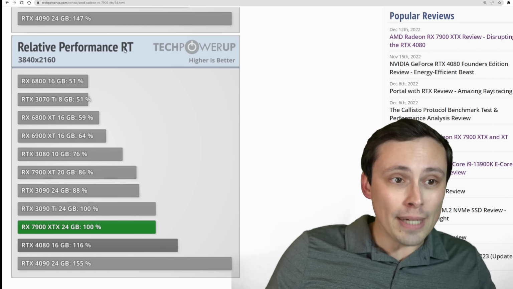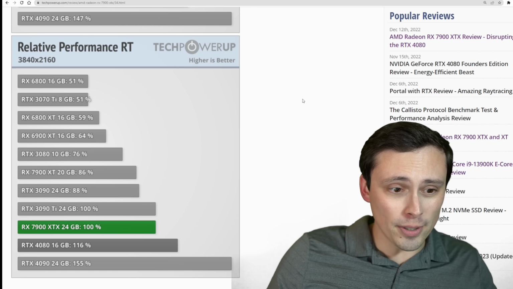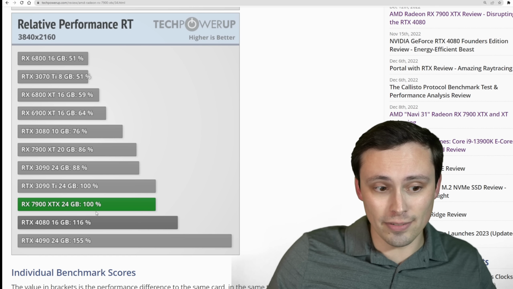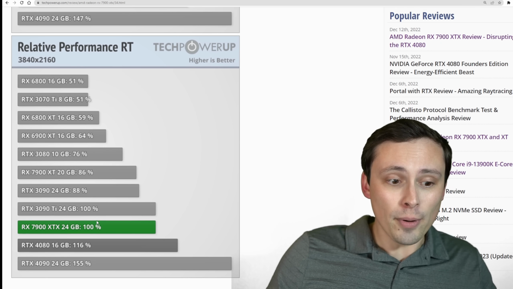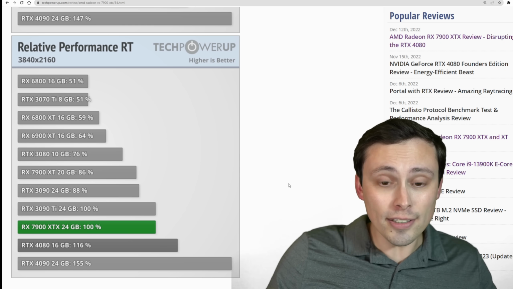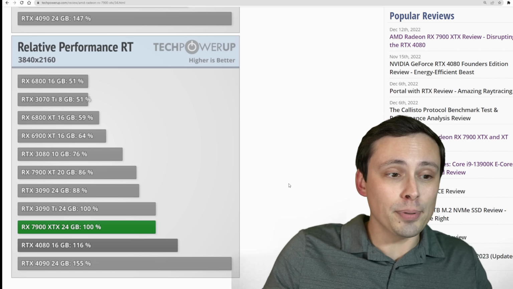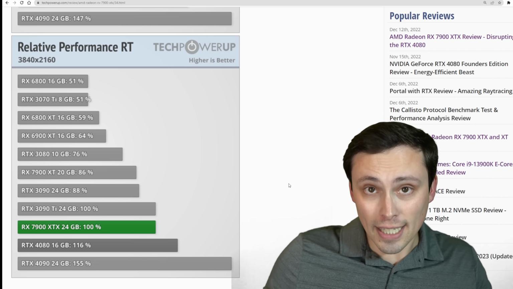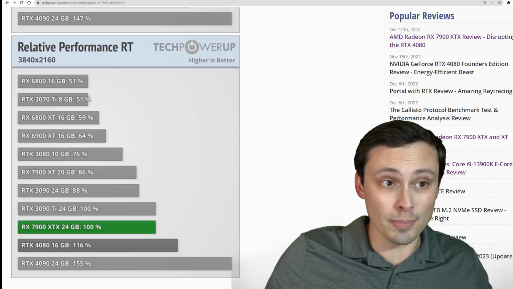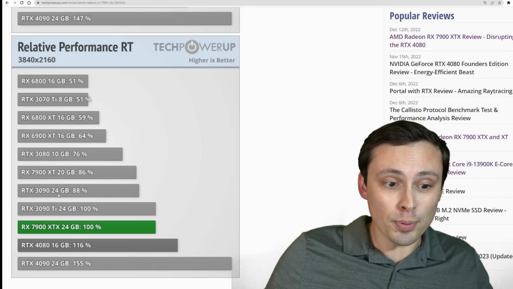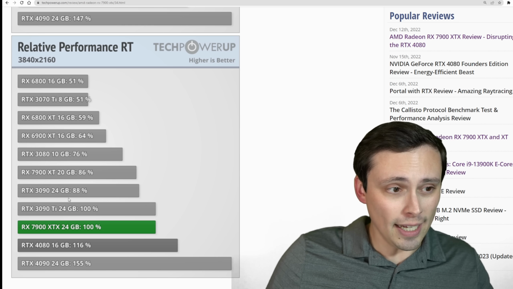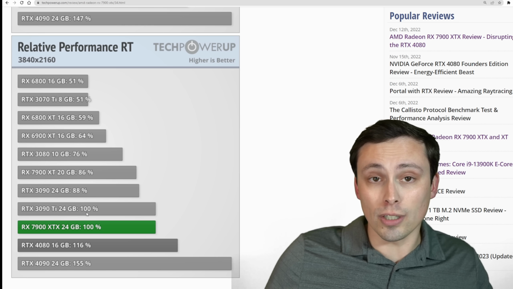Anyway, relative ray tracing performance from TechPowerUp is showing like a 16% lead for the 4080 versus the 7900 XTX, and actually putting it pretty close to a 3090 Ti. Also, when I predicted the performance of the 7900 XTX versus the 4080 and the 3000 series based on AMD's marketing claims, I predicted it would probably have similar ray tracing performance to a 3090 or 3090 Ti, depending on the game. That does look like it is the case.